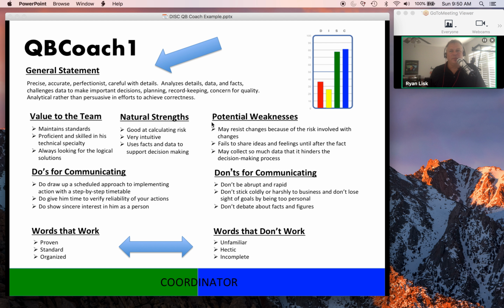We want to win. And so when we looked at something like value to the team of QB coach 1, always looking for logical solutions and proficient and skilled in his technical specialty, that tells QB1, hey, this guy's got street cred. He's also looking to do the same things you are. He's just going about it a little bit different. Now, while this story was an aha moment for QB coach 1, it was actually the biggest aha moment for head coach 1 of this team.